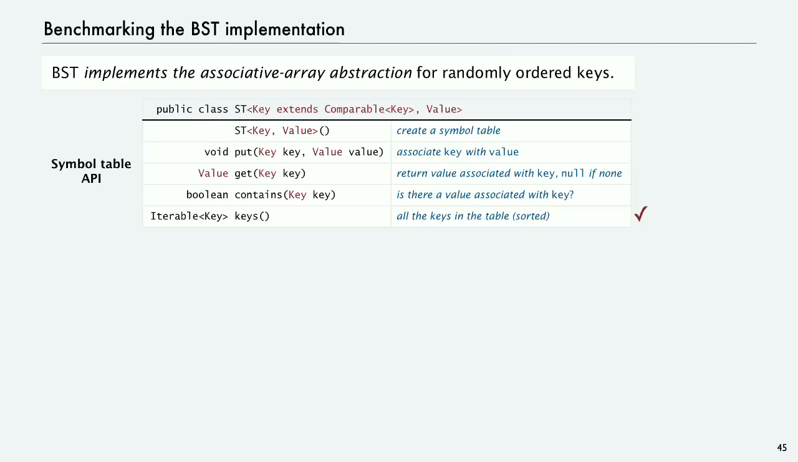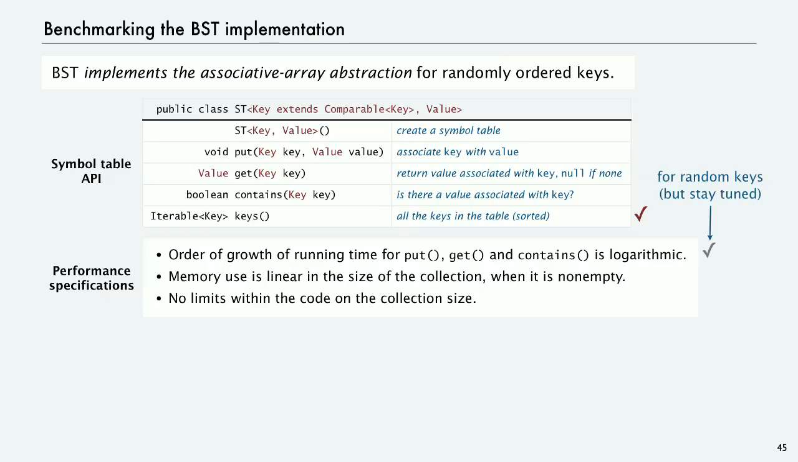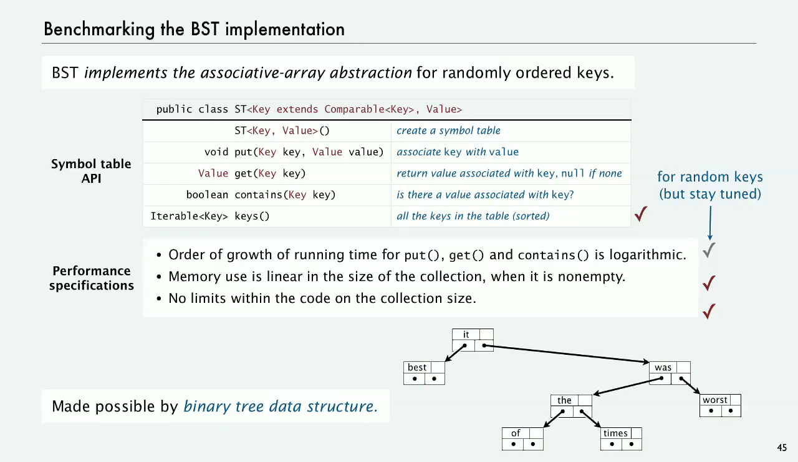So we can say that, first of all, we implement the API exactly. For random keys, we get our logarithmic performance, and we'll talk about improving that in a second. We have the linear memory use, and we have no limits within the code on the collection side. And that's all made possible by the binary tree data structure. So that's a pretty good outcome.